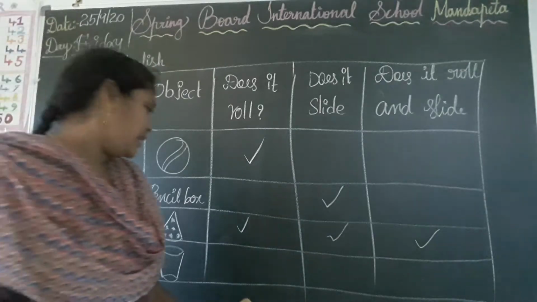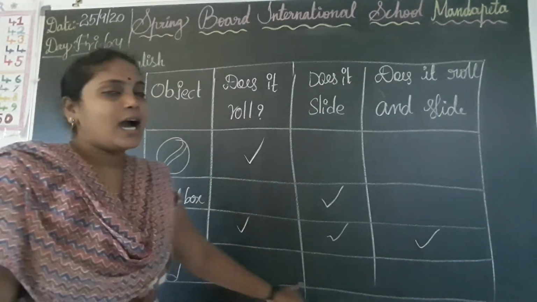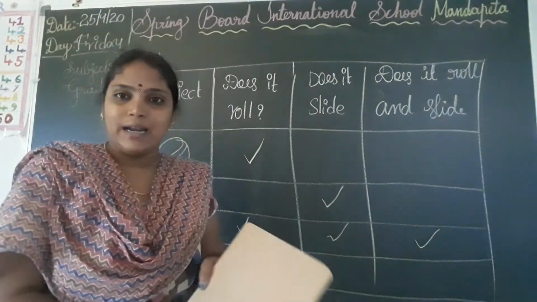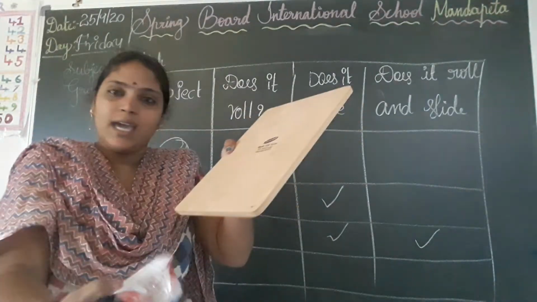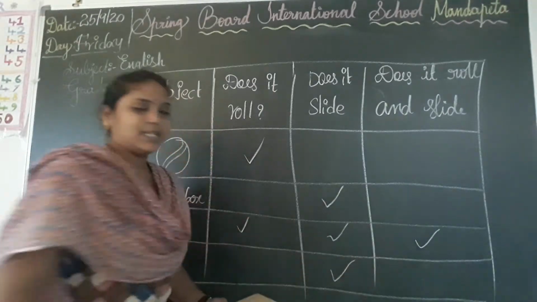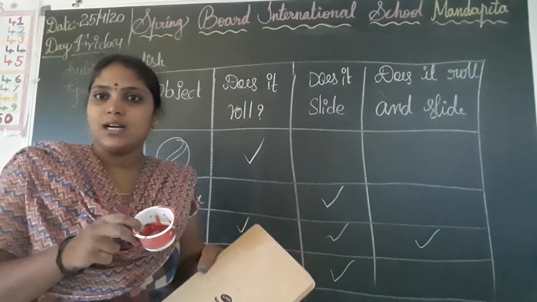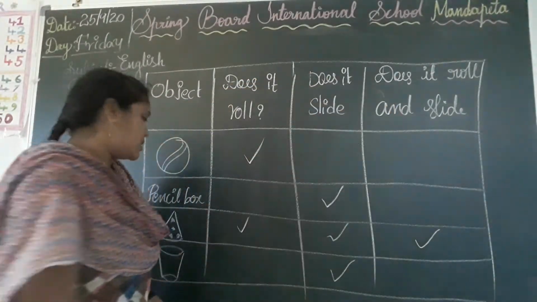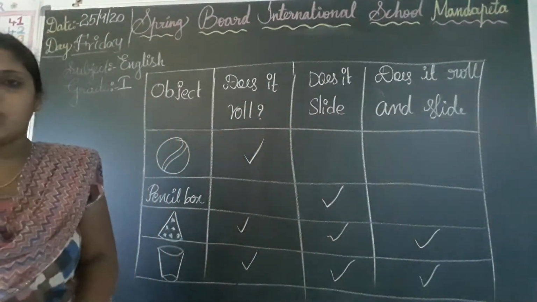Okay children, so the next one is glass. Let us check whether the glass slides or rolls or both slides and rolls. Okay, here I have taken one glass. You have to check, children. It slides. Okay, it slides. So tick the slides, and next. So this has a flat surface and a curved surface also. So you have to keep it like this. It rolls. That means the glass slides and rolls.